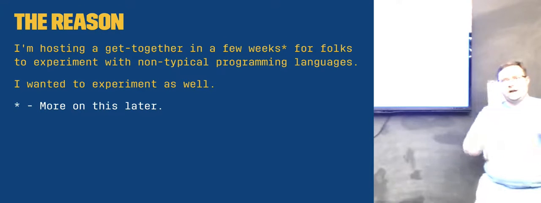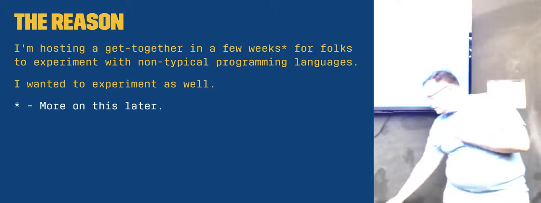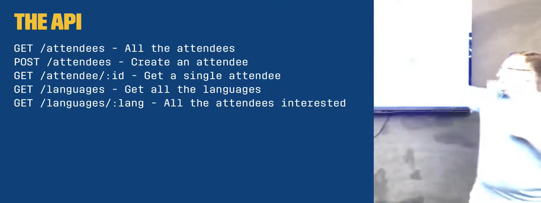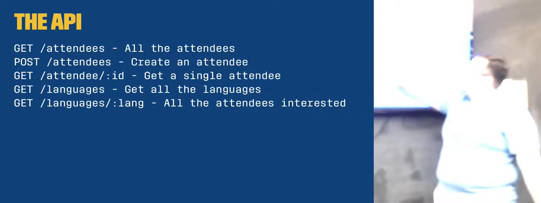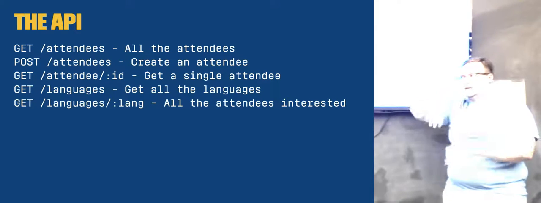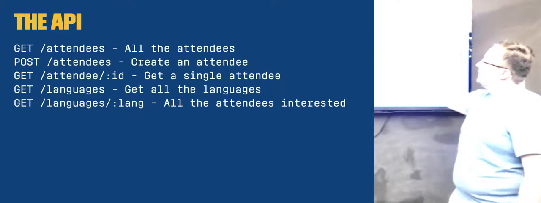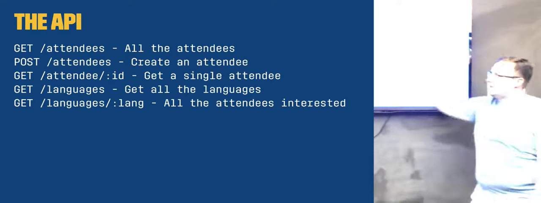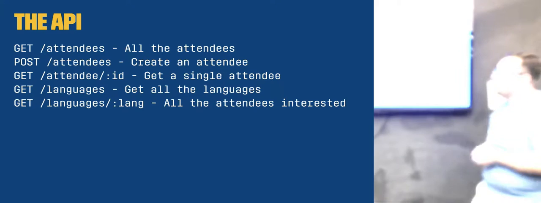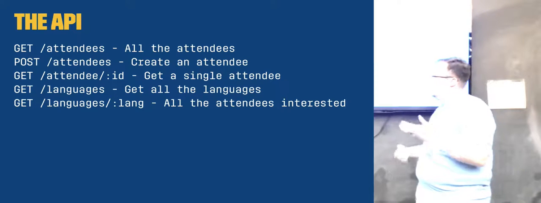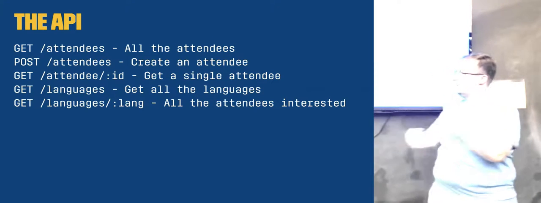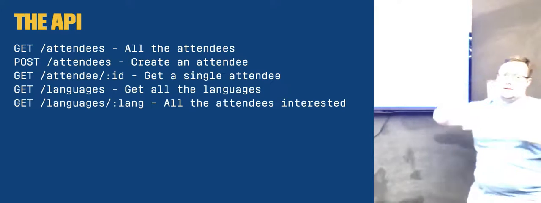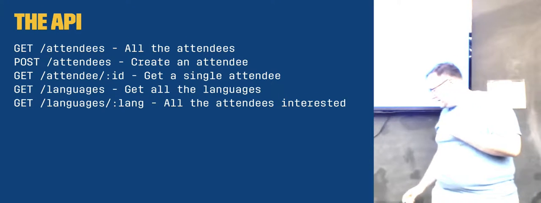So instead, I'll sit down and make a little API for the event itself. Want to have a very simple API, just GET /attendees. This is all JSON, by the way, because I've got to build the front end in Elm because I'm a sadist. Masochist, whichever one of those is right. So GET attendees returns all the attendees, POST creates an attendee, GET a specific ID shows one, and then /languages lists all the languages those attendees said they're interested in, and /languages/lang would give you all the attendees interested in that particular language. So fairly basic sort of thing.